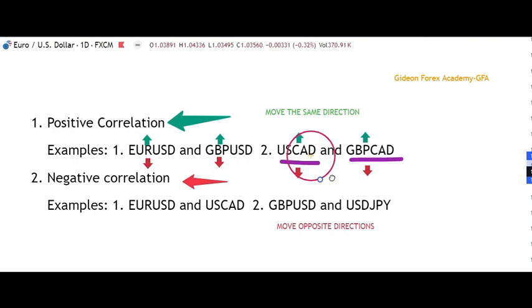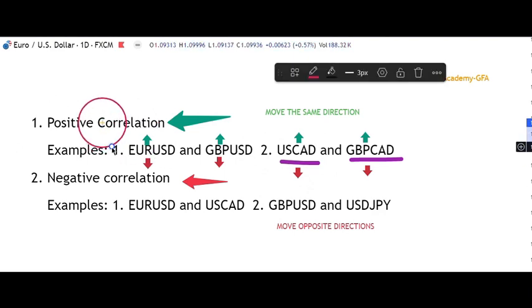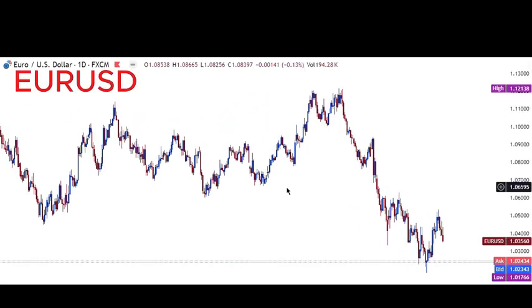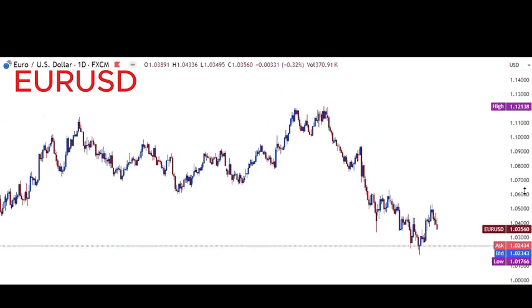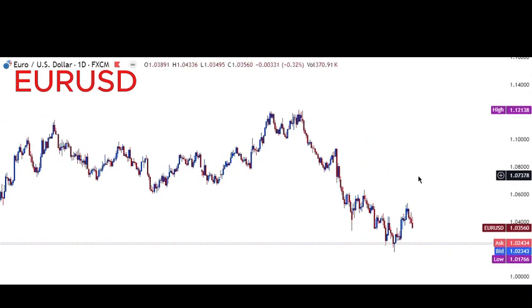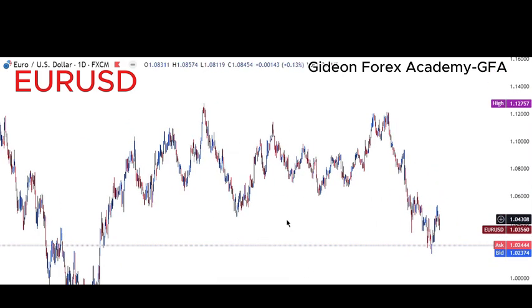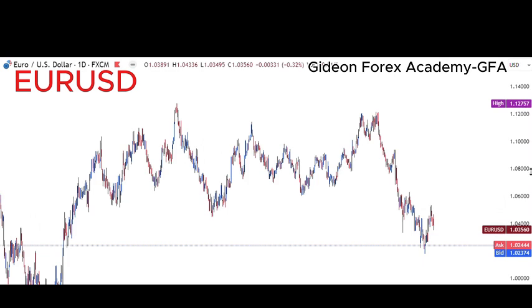So that is a positive correlation. Positive correlation simply means they are moving in the same direction. All right. So this is an example of Euro USD. All right, we can see that this is on a daily chart. I'm just showing you as an example of Euro USD.